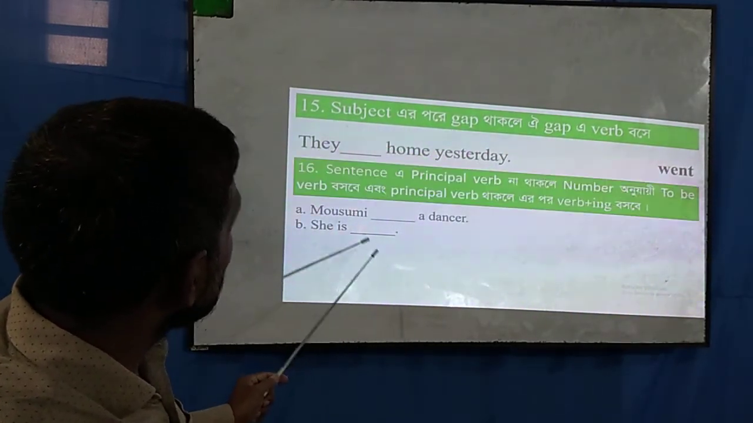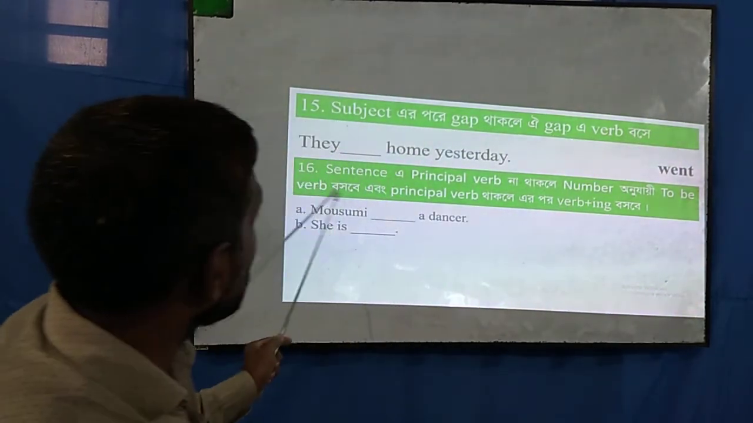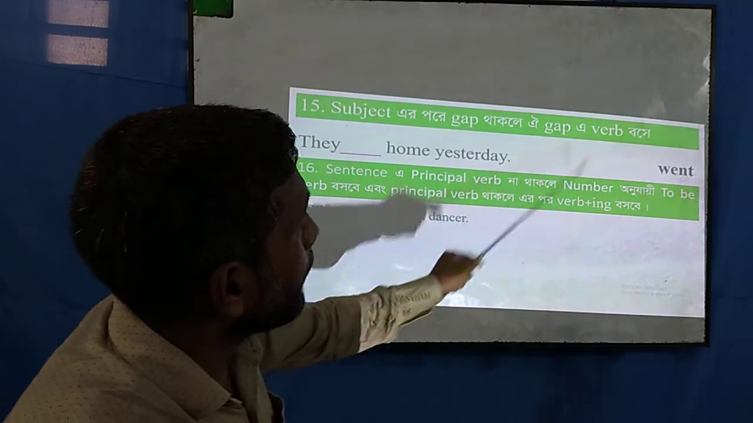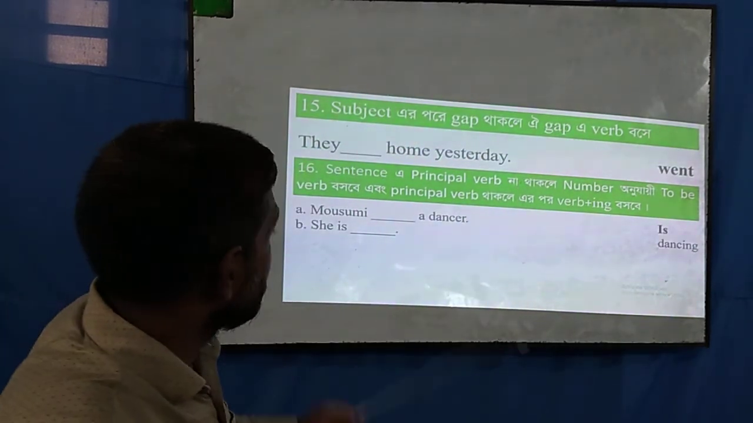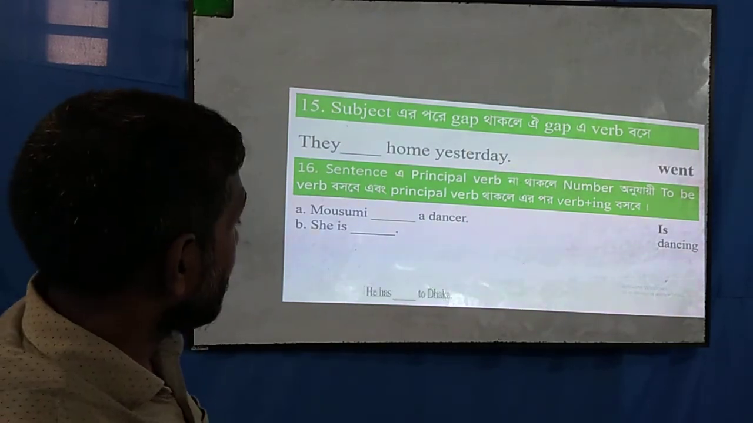So what will be the rules? In the sentence, if there is no principal verb, a to be verb will be used according to number, and if there is a principal verb, then verb plus ing will be used. Just match the answer. Mousumi is a dancer and she is dancing.